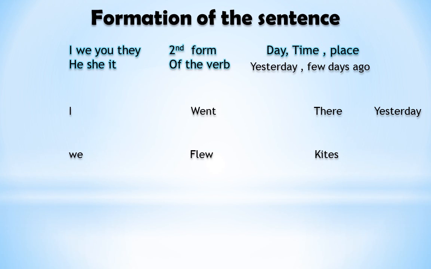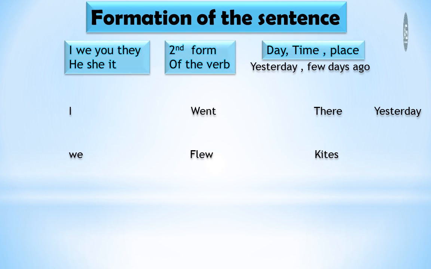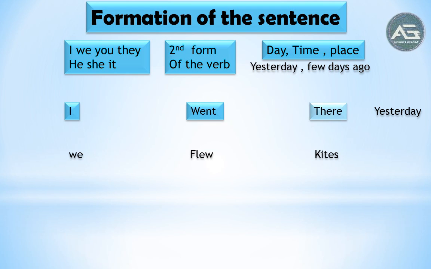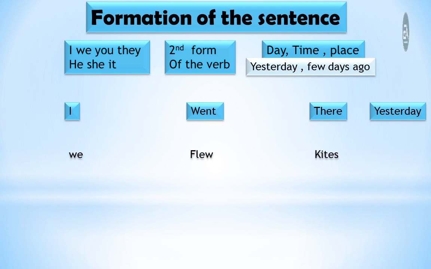For the formation of the sentence with the second form, the subjects I, we, you, they, he, she, it, and names are all used with the second form. Daytime place words, keep in mind yesterday, few days ago, are used with the second form. I already told you: yesterday, few days, that day, 2 hours, past hour. We use the second form here. Subject I, verb went there. Yesterday is urging me to use the second form.